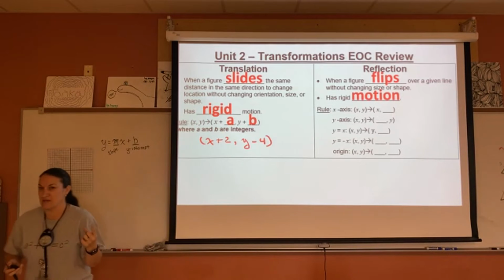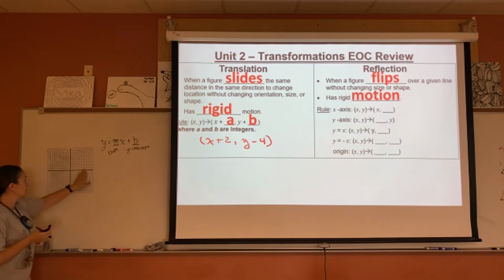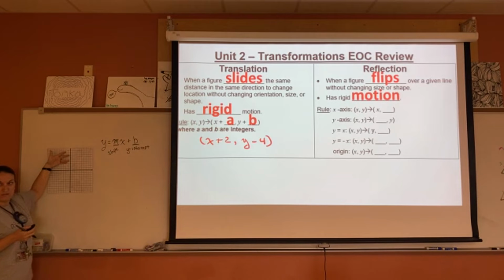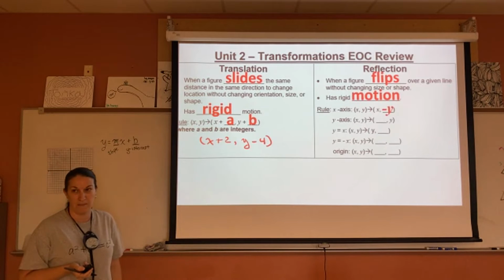The first one is a reflection over the x-axis. The x-axis is your horizontal. Literally, if you're up here, you reflect over, you're down here. If you were down here, you reflect over, now you're up here. So the x-axis reflection has a rule. The rule is x comma negative y.